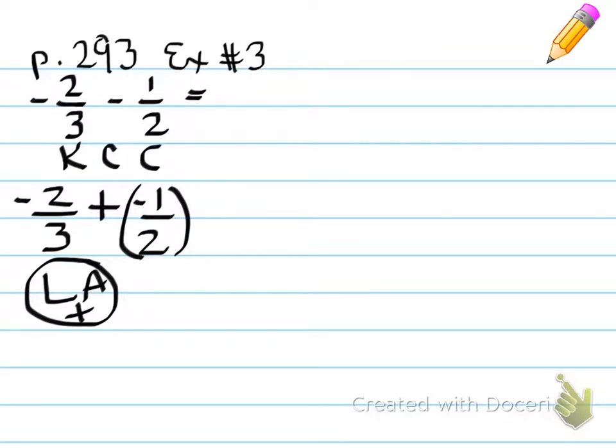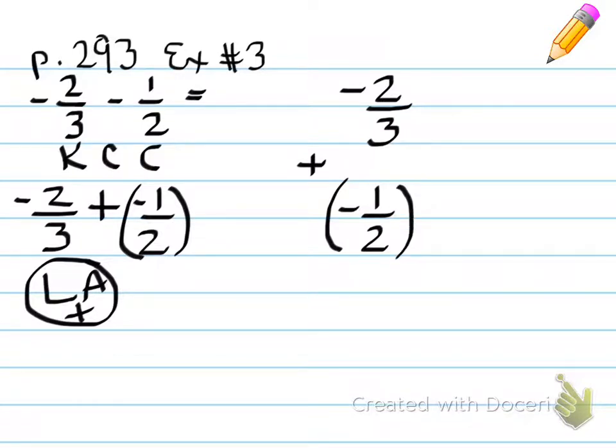Alright, so I'm going to come over here to the right and redraw this problem as negative 2/3 plus a negative 1/2. Again, I really would like you to go with this method of when you're changing denominators, setting it up one on top of the other instead of working horizontally across the page.